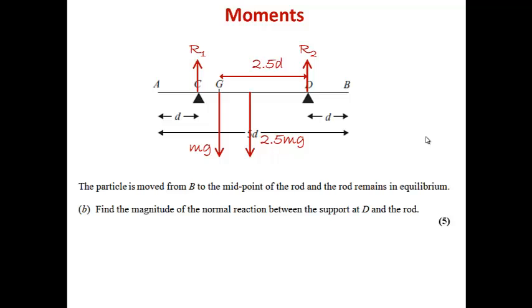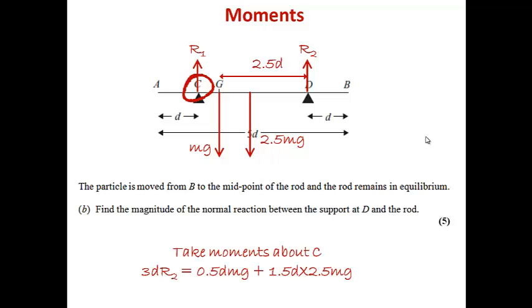To find the reaction at D, we'll take moments about C. We don't know the value of the reaction R1 at C, but taking moments about C means that this isn't important.